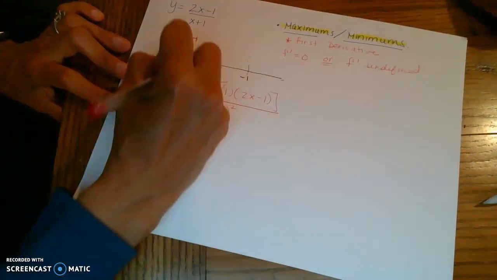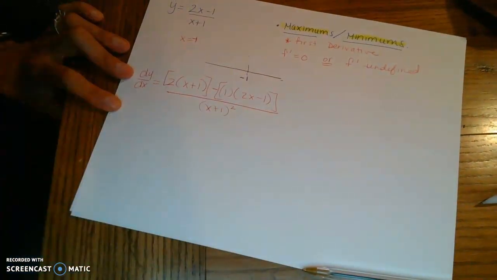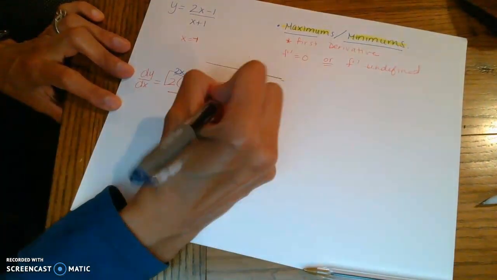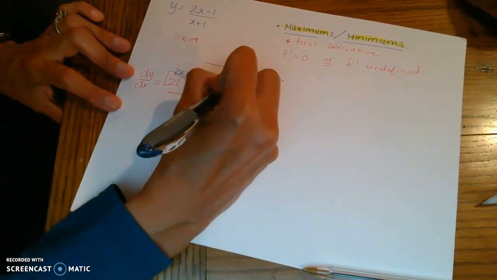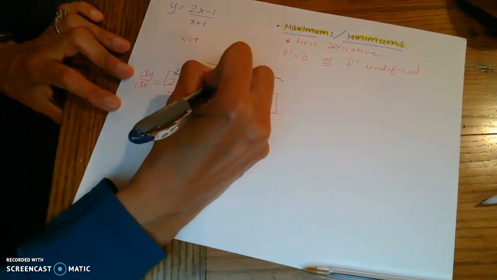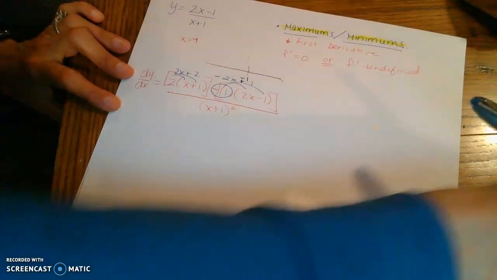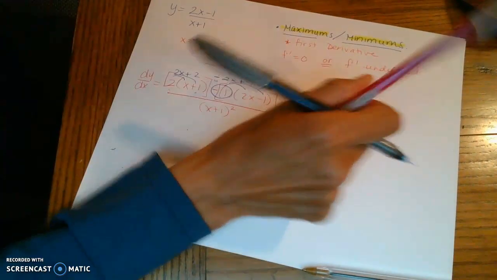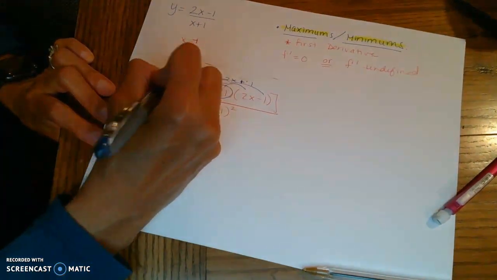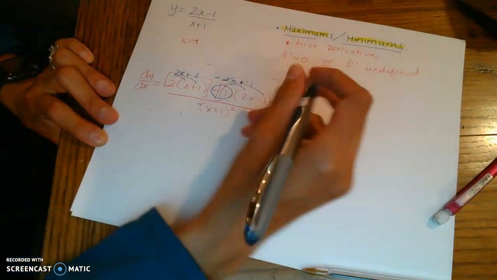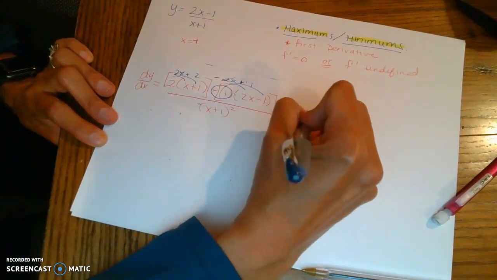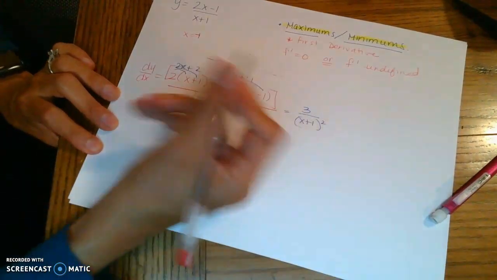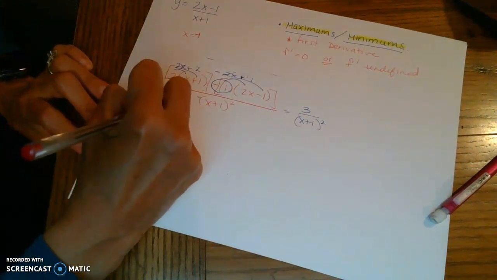Okay, so now let's clean it up. Up top here, I get 2x plus 2. I'm just distributing that. And here, guys, I'm going to take that -1 and distribute it to both and get -2x plus 1. Just so you don't get confused with my notation, I'm just going to take this number line out. Okay, so now when I go ahead and combine, the 2x's cross out, and 2 plus 1, I get 3 over (x plus 1) squared. That's my first derivative.